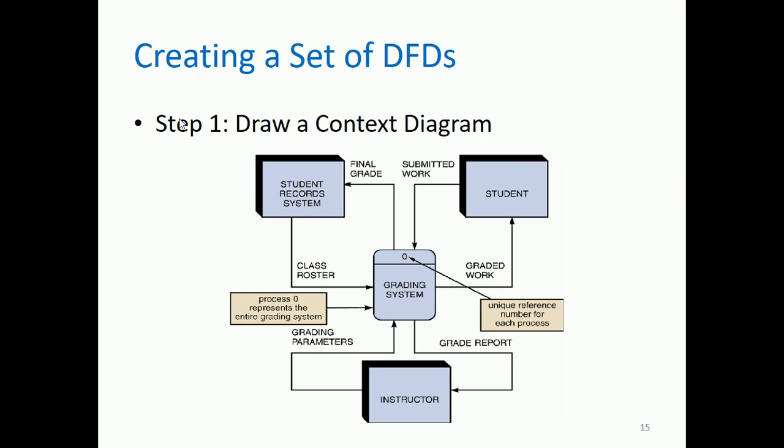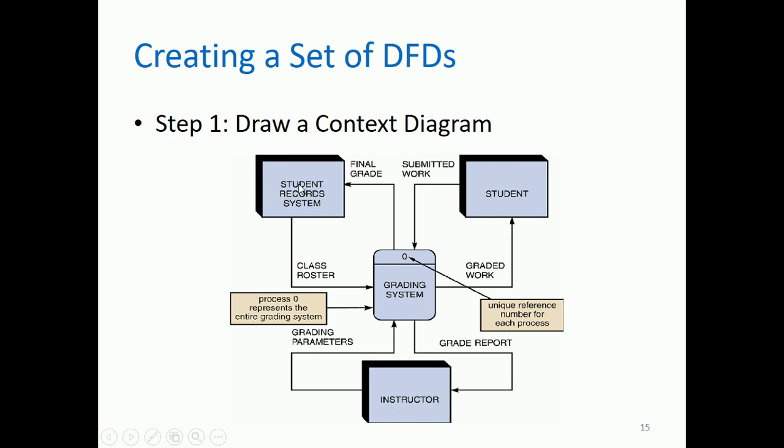So again, let's go first with a context diagram. This is an example of a grading system. It is said that the grading system already has a process, and its ID is process zero. We have external entities, or entities, like the student record system. Entities can be persons, can also be a separate information system or an institution. So these are the common entities. And then, of course, other entities, we have a student and instructor.